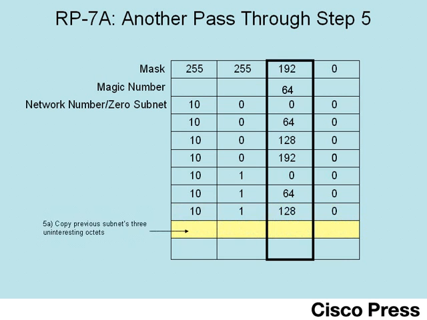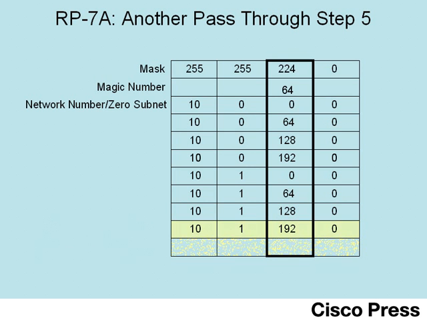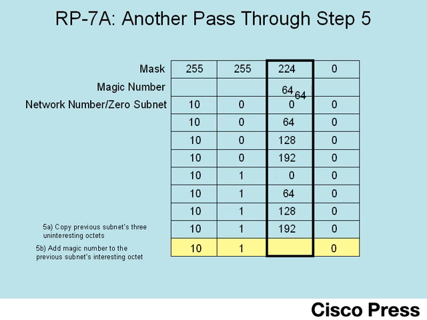Repeating again, copy down the boring octets, add the magic number of 64 to 128, so the next subnet number ends in 192.0. Repeating it again, copying down the three boring octets, adding the magic number of 64 to the previous interesting octet's value of 192, we get to a value of 256, which is our reminder to say, alright, we're going to do something a little different now.